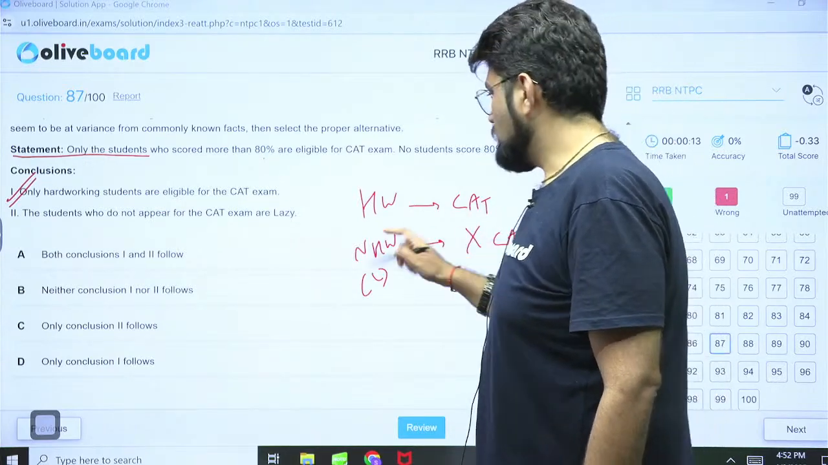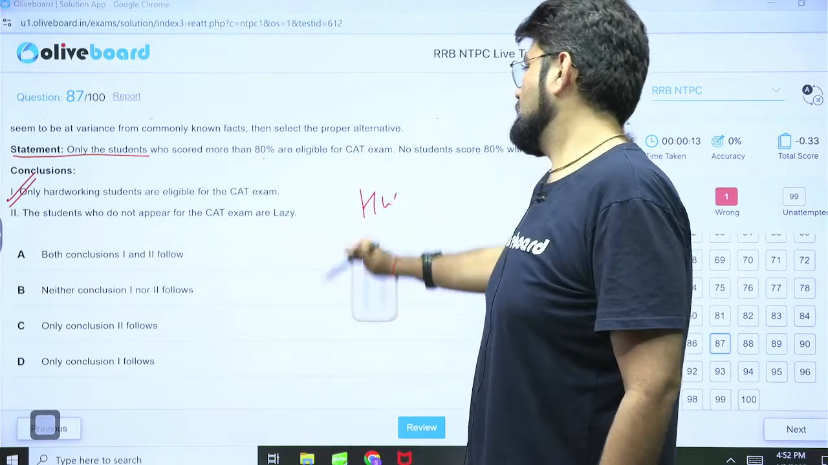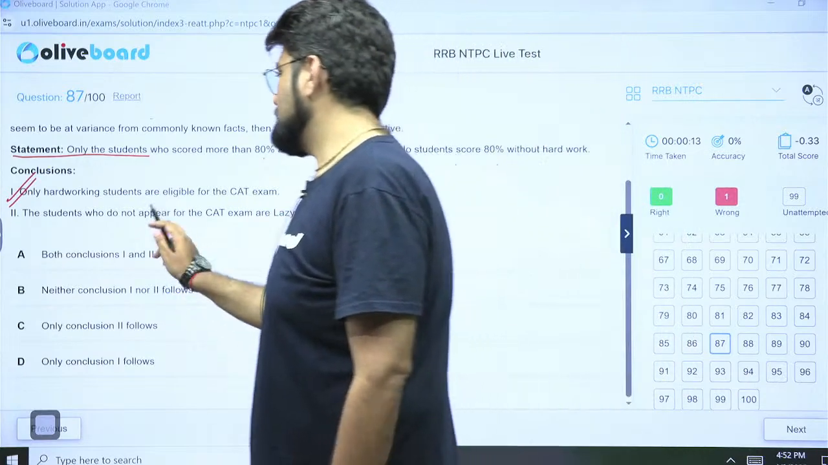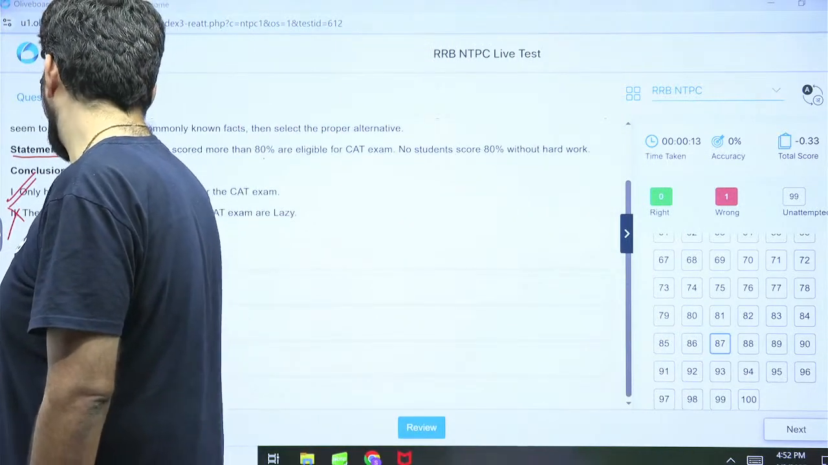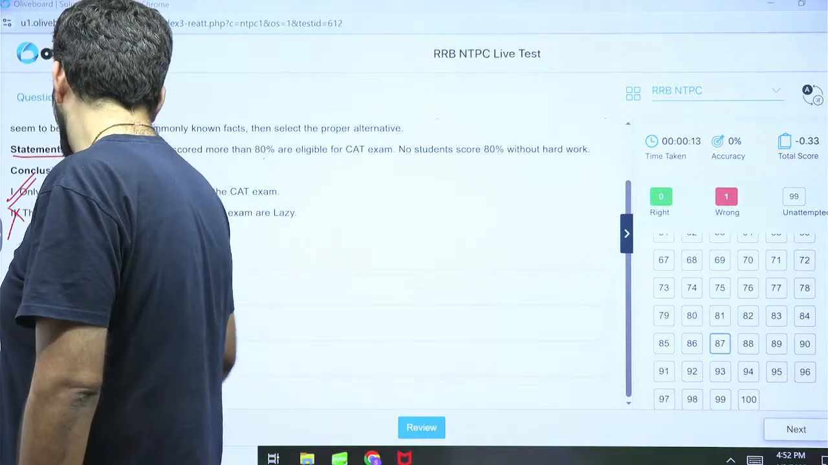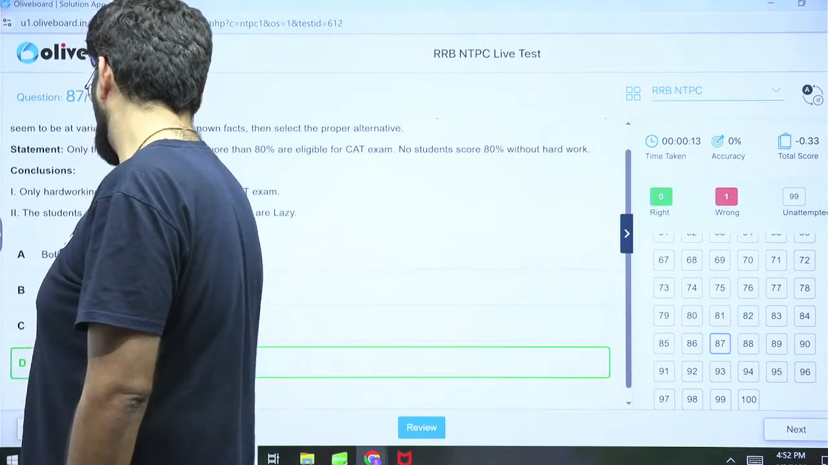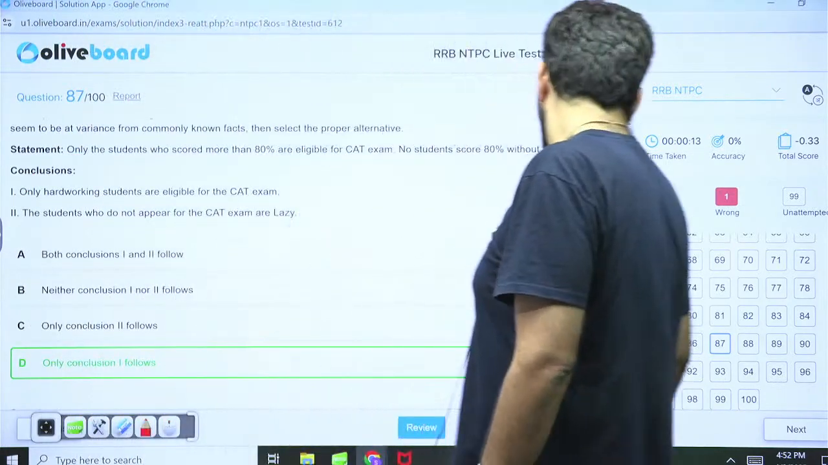So this almost becomes incorrect mostly, right? So those who are not sitting for the CAT exam will be lazy. No, this is not a valid conclusion. So only conclusion 1 follows. Option B should be the correct answer. 87, 88.